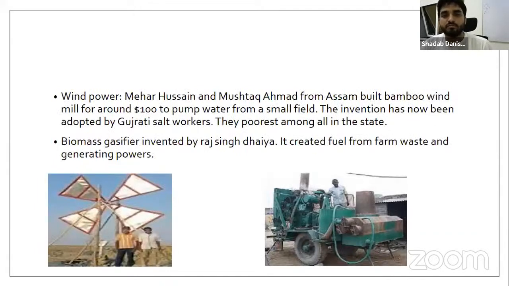Wind power: Meher Hussain and Mushtaq Ahmed from Assam built a bamboo windmill for around $100 to pump water from a small field. The invention has now been adopted by Gujarati salt workers, the poorest among all in the state. So you can imagine how these small efforts have created a big change in society. Biomass gas fire, invented by Raj Singh Daya, created a fuel. These are a few. The lists are long; we cannot even cover them all.